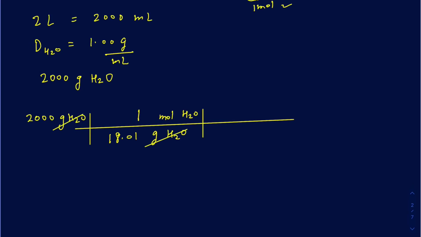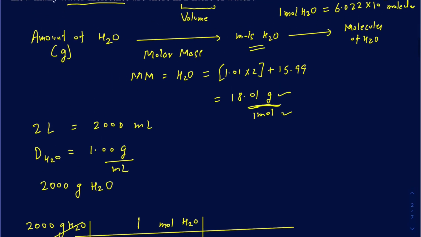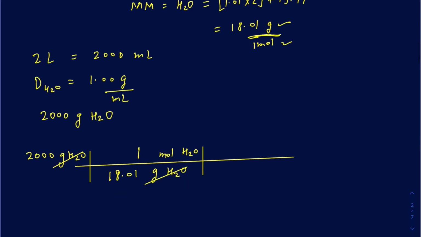And then in the next step, once you find the moles of water, you are halfway there, and you have to go ahead and find the molecules of water. To find the molecules of water, I would put molecules of water on the top, and I would put moles of water in the denominator so that the moles of water cancels out. Then we can go ahead and plug in the numbers here.